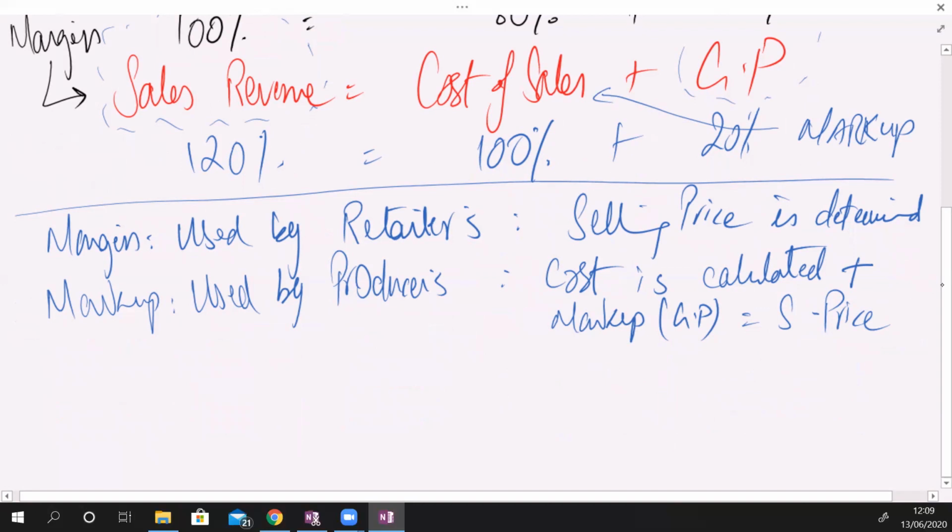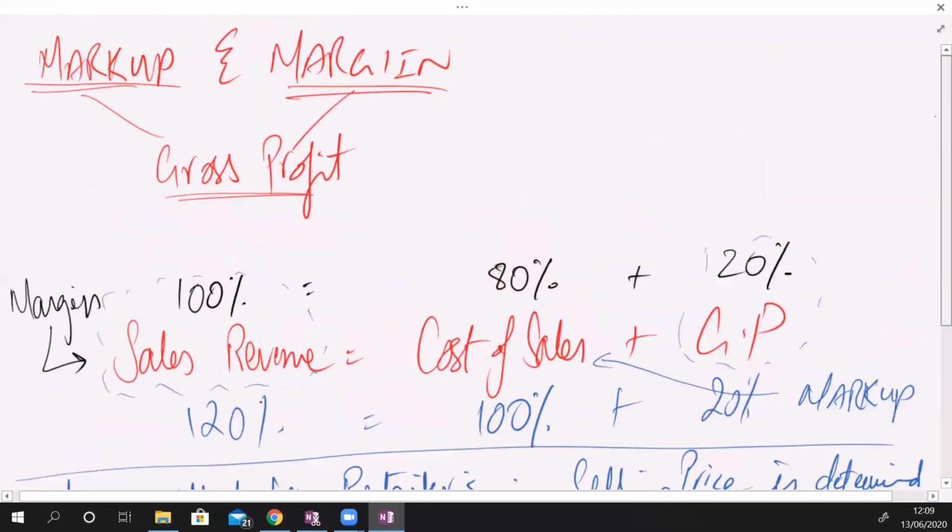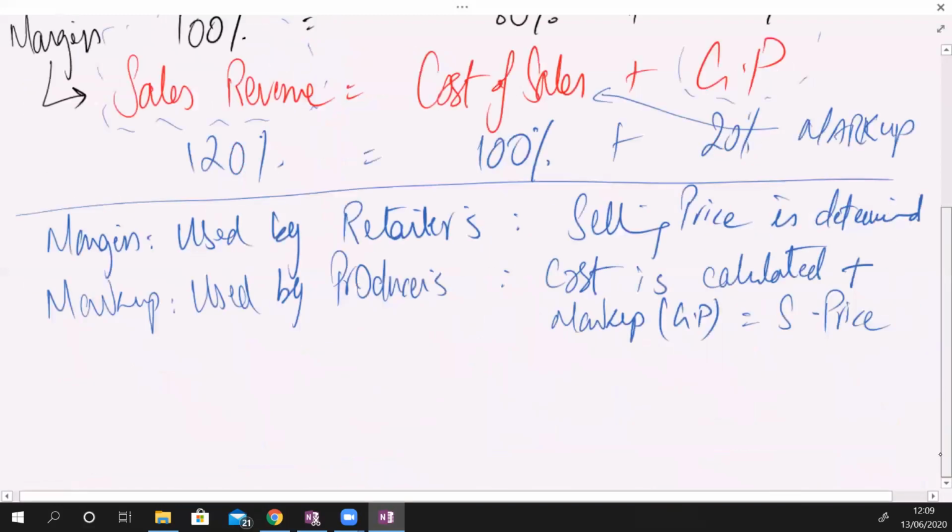All right. Any confusions till now? Markup and margin, any confusions? You can unmute yourself and ask me if there are any confusions. Sir, is markup the profit you make on the cost of the product? Markup is the profit that you add on the cost. And margin is the profit that you deduct from the selling price to calculate cost.